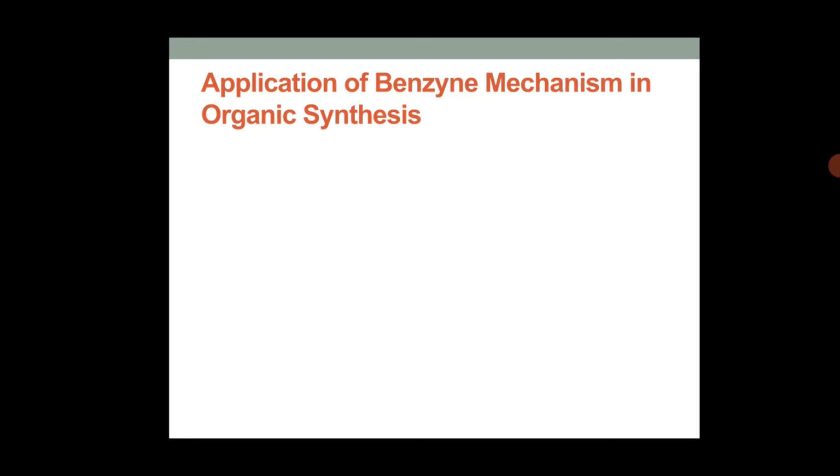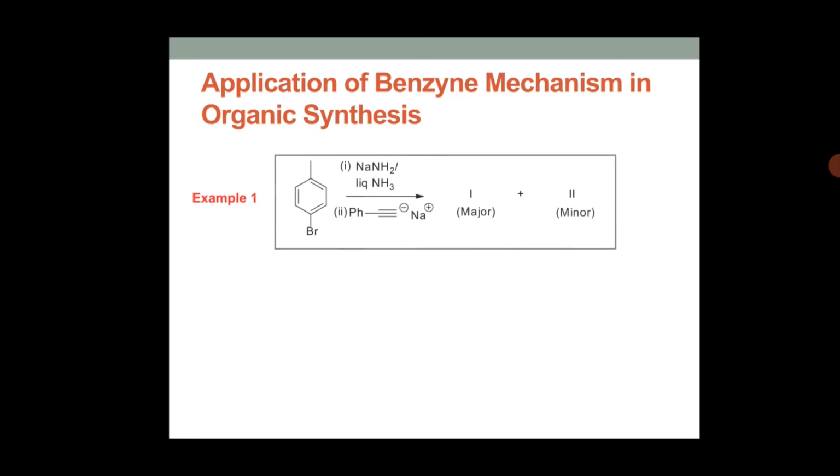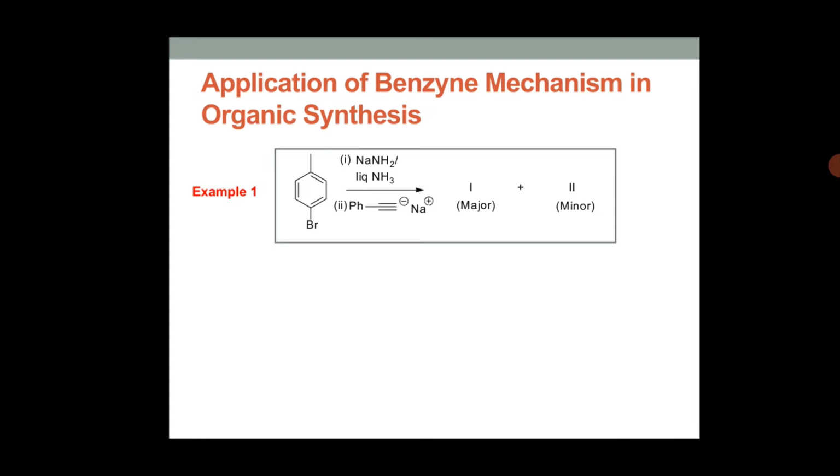Now, after knowing all these things, the common question that comes to our mind is, what is the use of studying this reaction? What is its application? Now, let's have some examples. Example 1, when para-bromotoluene is treated with sodamide and liquid ammonia followed by treatment with phenyl acetanilide, we get two products. One is a major product and the other one is a minor product.